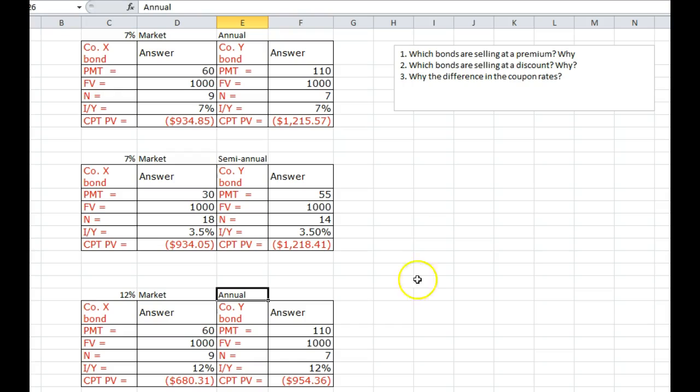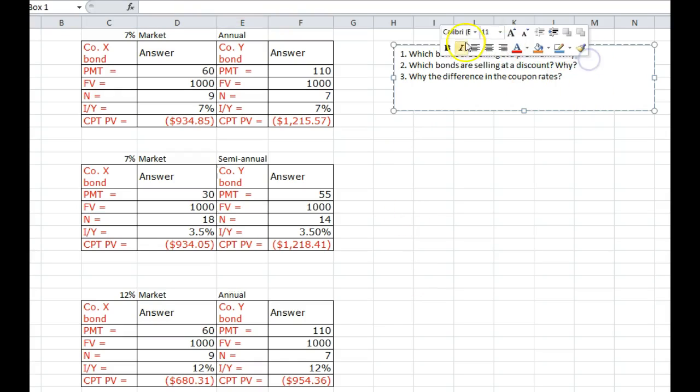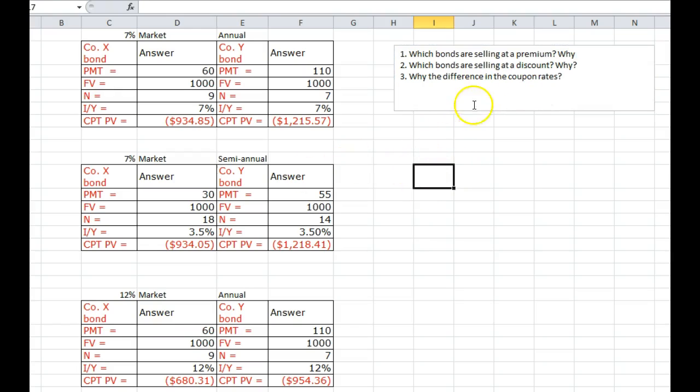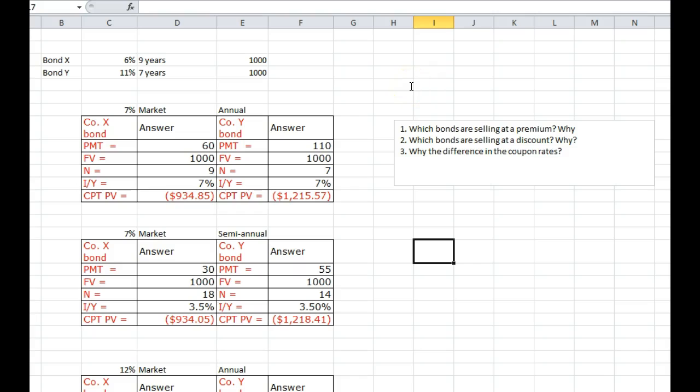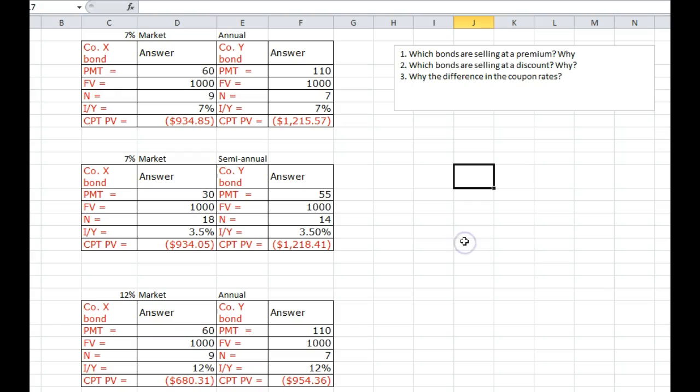And now you want to look at these and answer these questions for me. Which is a premium? Which is a discount? Why the differences? Why the difference in the coupon rates? If both of these bonds sell on the same day, why would this bond have a lower interest rate than bond Y? And that is bonds. So wonderful operations done in Excel. Be sure to check that out. Questions? Please message. Thank you.